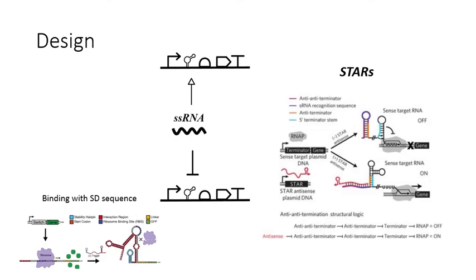According to the literature review, I found that I can use a small transcription activating RNA, which is called STARs here, to activate downstream gene expression. STARs work by binding with a terminator or attenuator before the coding sequence. Or we can rationally design it to bind with the RBS sequence so that we can inhibit the downstream gene expression.